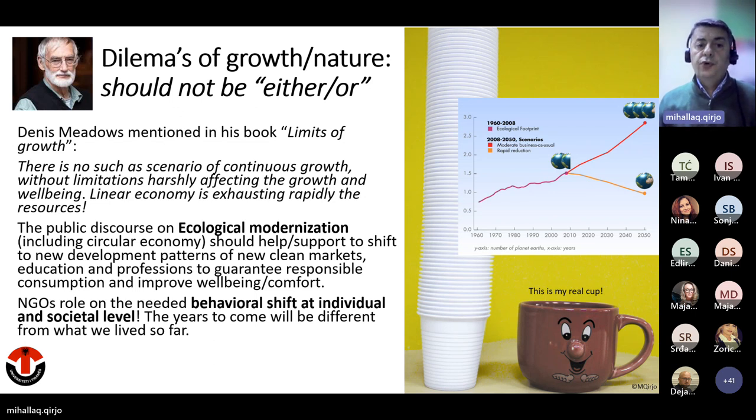So the ecological modernization, now it's the new era which people would see as a solution, that the dilemma growth versus nature should not be either growth or nature. They can sort of build up together. But this needs a total behavioral shift at individual and society level. It's very easy to say, difficult to do, but we are forced to do it. And the NGO role into this new era we are living, it's indispensable. The years to come will be totally different from what we lived so far.